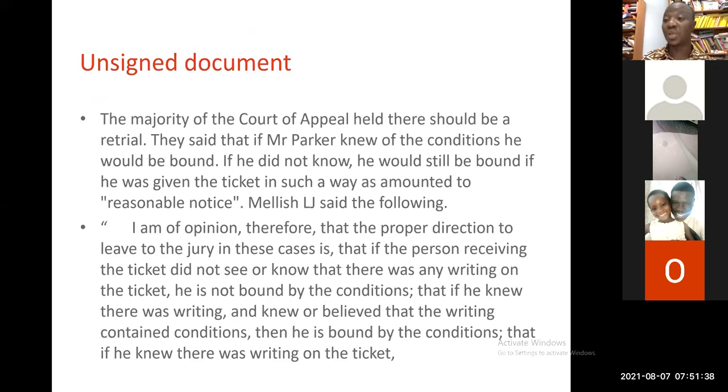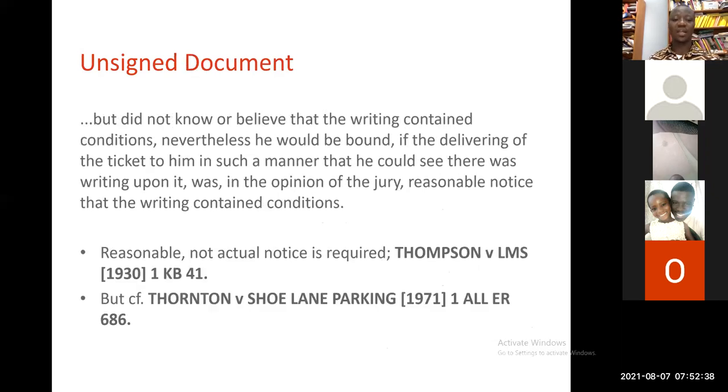The Court of Appeal, by its majority, ordered a retrial and formulated certain questions. If Mr. Parker knew of the conditions, then he'd be bound. But if he did not know, he was still bound if he was given the ticket in such a way as amounted to reasonable notice. In other words, the court was saying that since the ticket did not require signature, what really mattered was whether the other party knew, or whether reasonable notice was given to the other party, that that exemption clause existed and formed part of the contract. If the answer is yes, then he is bound, and the railway company could place reliance on it.